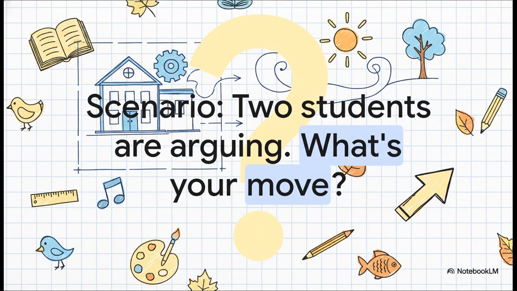Okay, let's get practical. Picture this. It happens all the time, right? Two kids want the same toy. Now, if you have a solid management plan, you're not just playing referee. You have a framework. You can calmly guide them, maybe remind them about your classroom rule on sharing, and help them figure it out together. You just turned a potential meltdown into a real learning moment.